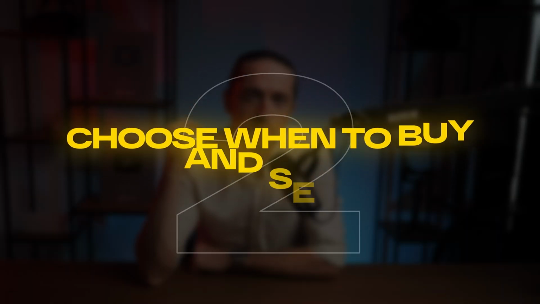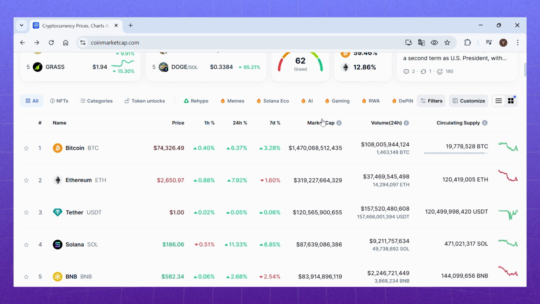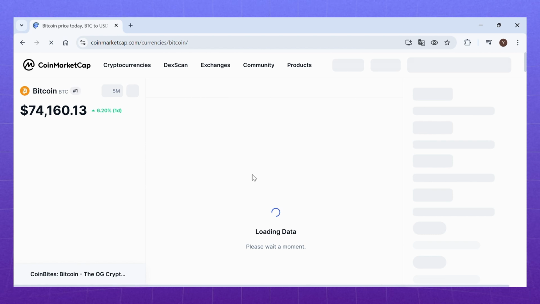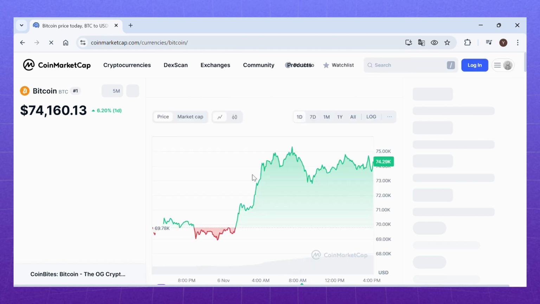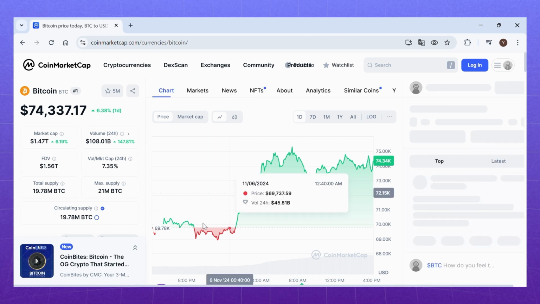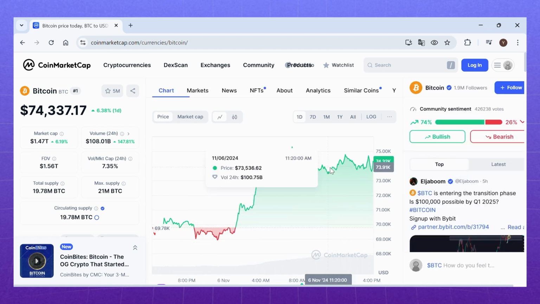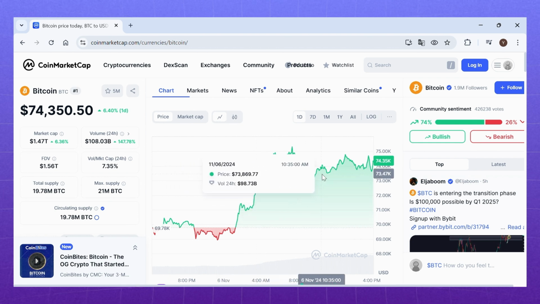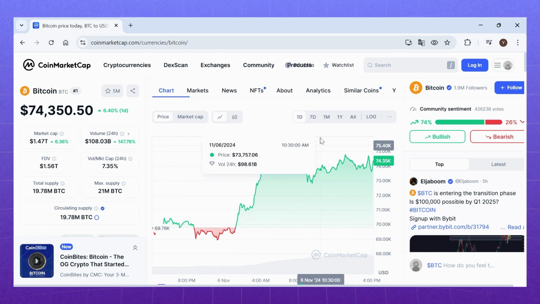Step 2. Choose when to buy and sell. Next, we head to CoinMarketCap and focus on Bitcoin. Yes, we will work with Bitcoin, and our main goal is to learn how to read the price charts. Here's a Bitcoin price chart. The most important thing is to first set the time frame you want to analyze. For example, if we set it to a day, we can see the overall price hasn't changed much, currently at $60,800, which you can see at the top of the chart. As we move the cursor over the chart, we can track what the price was at any given time.